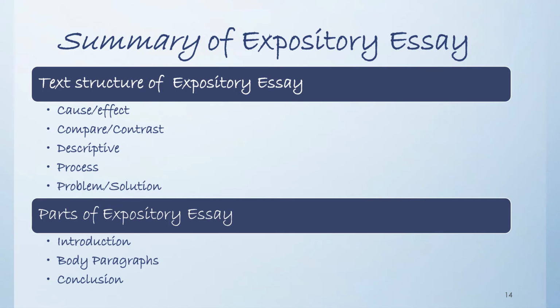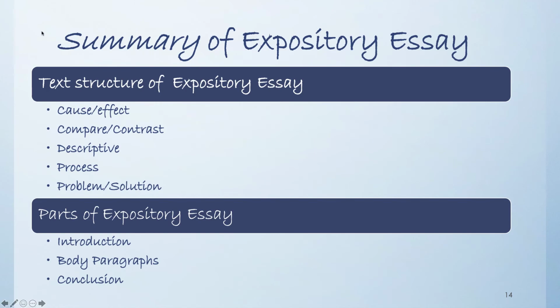So to summarize everything, there's a structure of an expository essay. You have cause and effect. You have compare and contrast, descriptive, process, problem, solution. And there are also three main parts: the introduction, body paragraphs, and conclusion. And that pretty much summarizes everything.